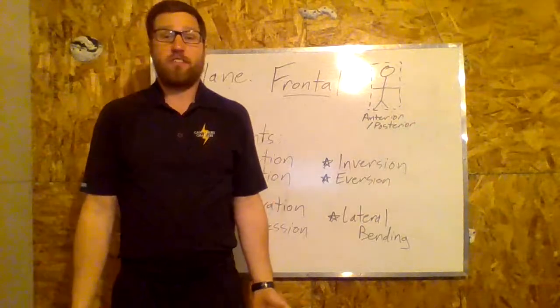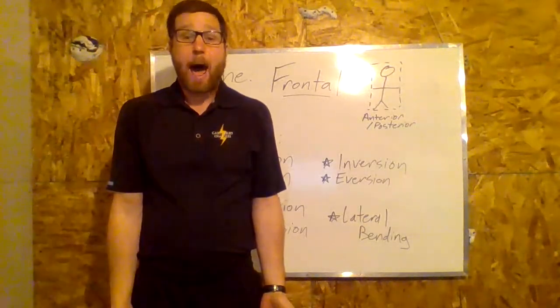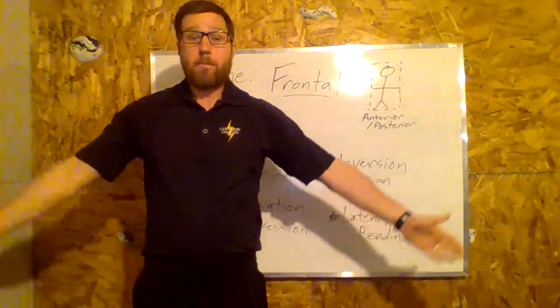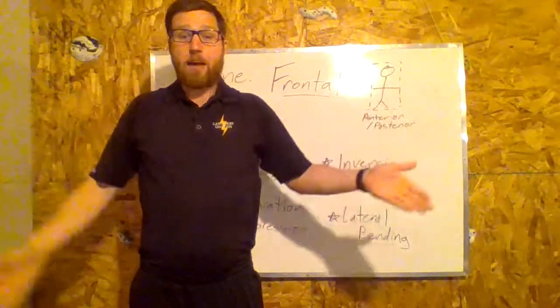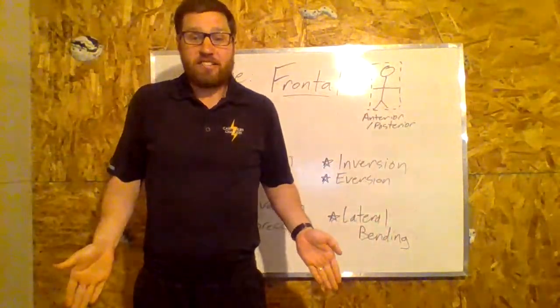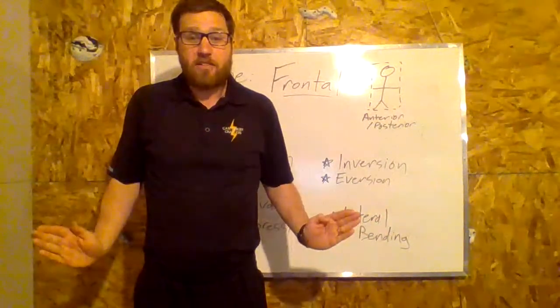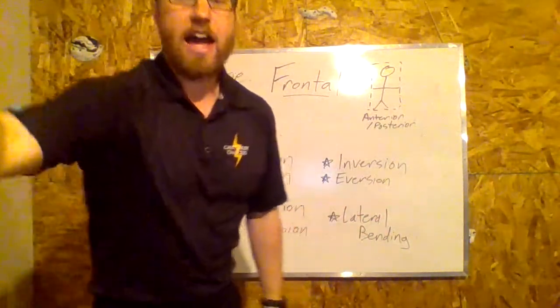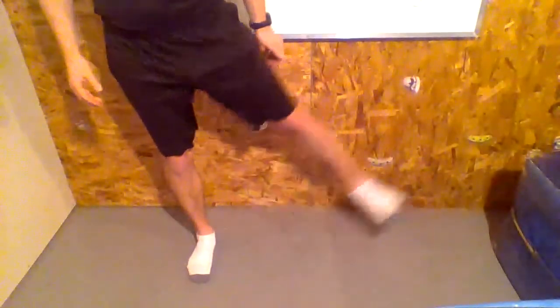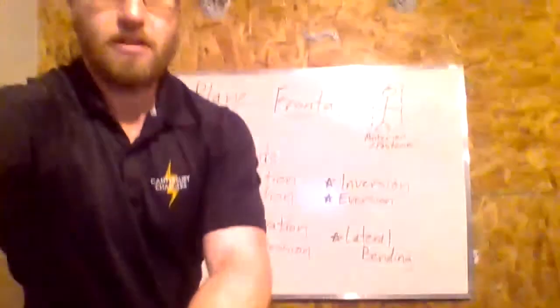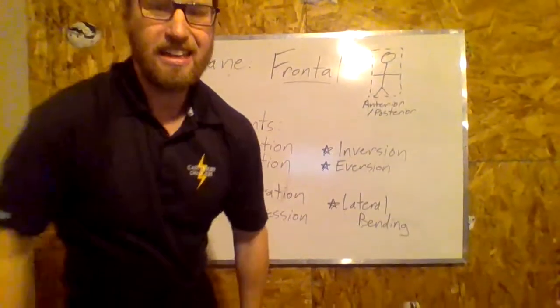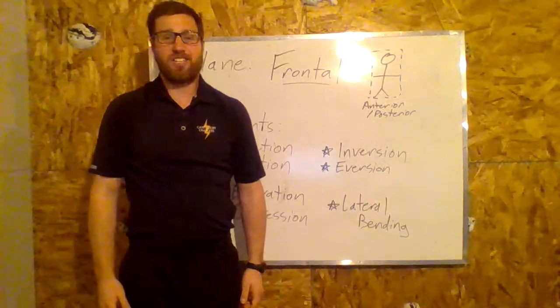So same thing. Abduction is away from the midline. I just showed you an obvious one, the shoulder. If I abduct at the shoulder, I am moving away from the midline. If I abduct at the wrist, I am moving away from the midline. If I abduct at the hip, I am moving away from the midline. So that is what we call abduction.